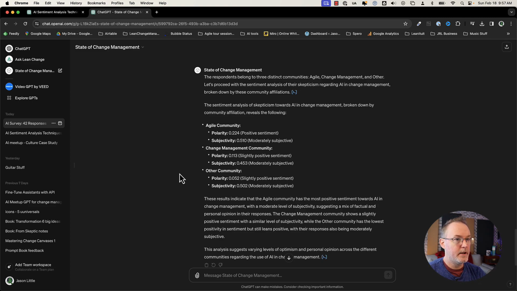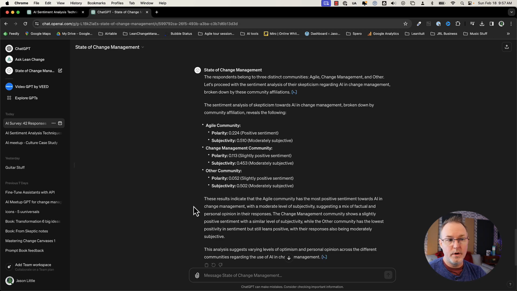And the polarity that it came up with here. So the positive sentiment of Agile was 0.22, and change management 0.11, and other community 0.05, so slightly positive. And other could obviously be just about anything. Now the subjectivity: Agile community was 0.51 and change management was 0.45.